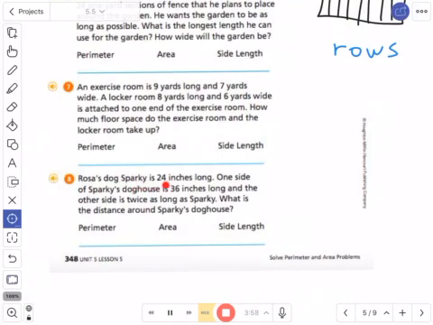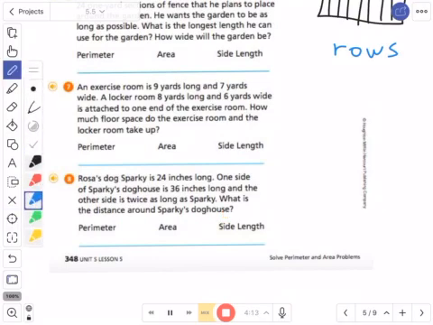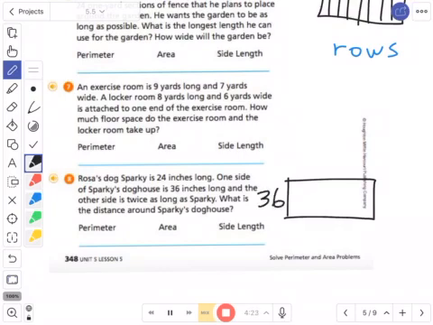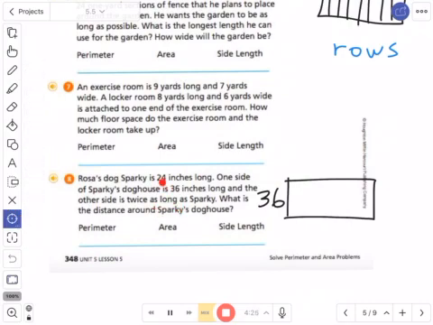Rose's dog Sparky is 24 inches long. One side of Sparky's dog house is 36 inches long, and the other side is twice as long as Sparky. What is the distance around Sparky's dog house? So this, again, is a multi-step problem. Okay, so I'm going to get my rectangle here. So one side is 36 inches long. I know that. And it says the other is twice as long as Sparky is.